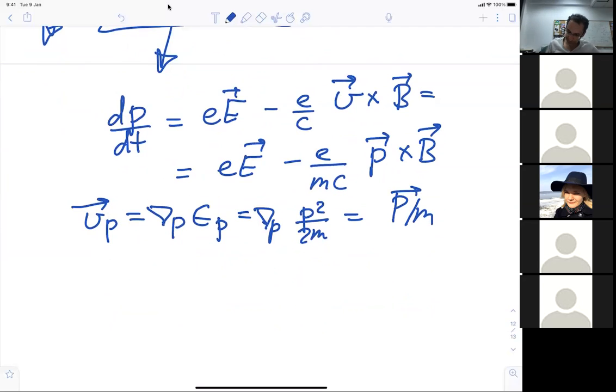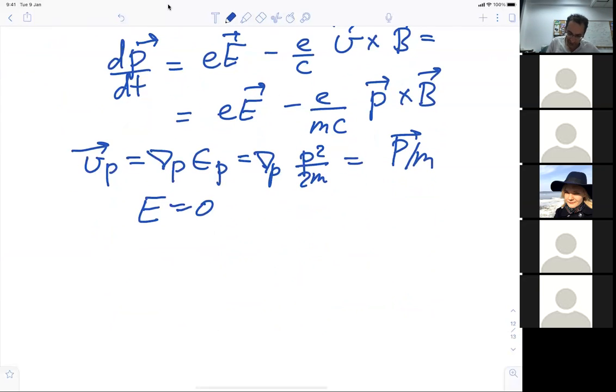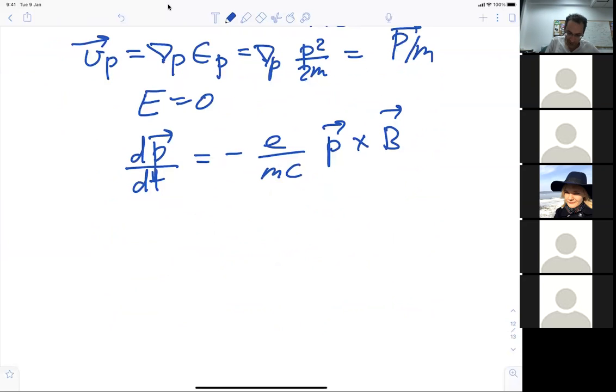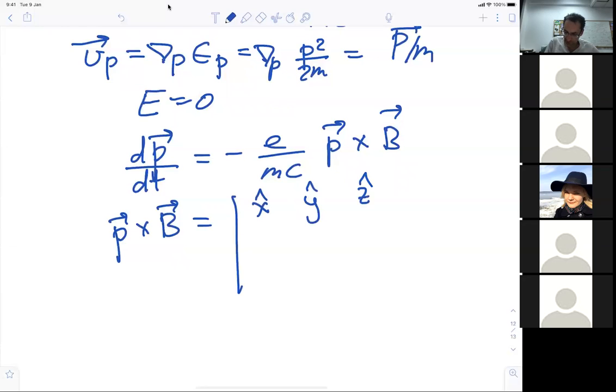Now, assume that there is no electric field, assume that electric field is 0. Then the equation of motion reads dp over dt is equal to minus e over mc p cross B. Now let's discuss what is p cross B. So p cross B is the determinant of x, y, z; Bx, By, Bz; px, py, pz.